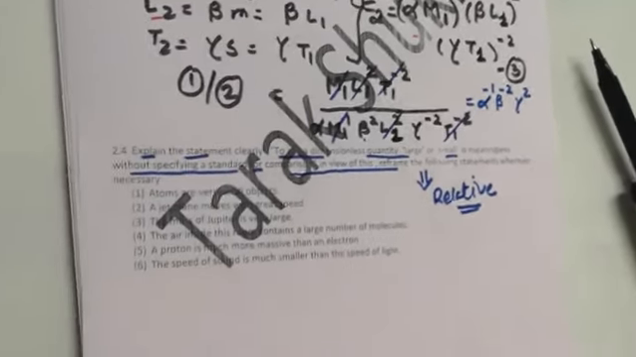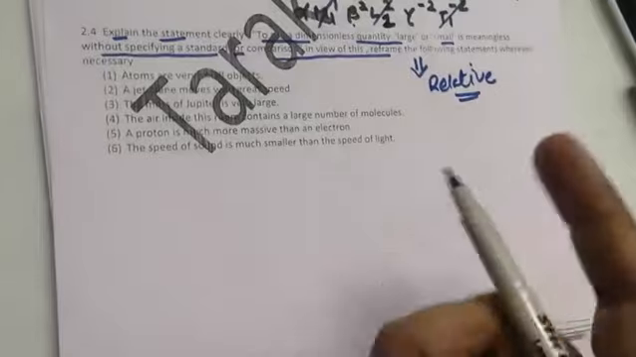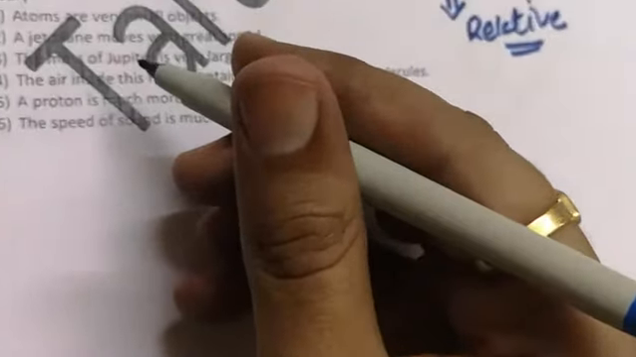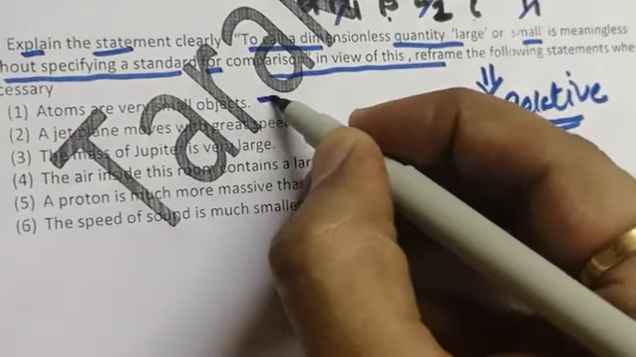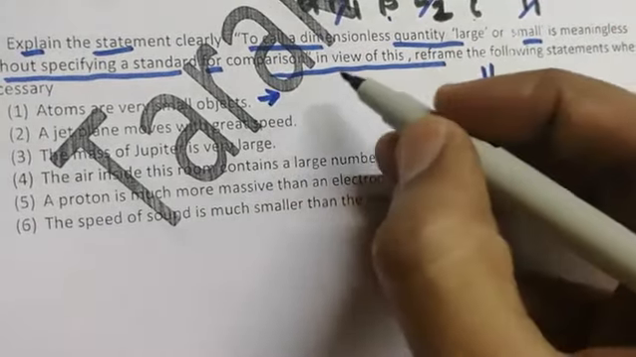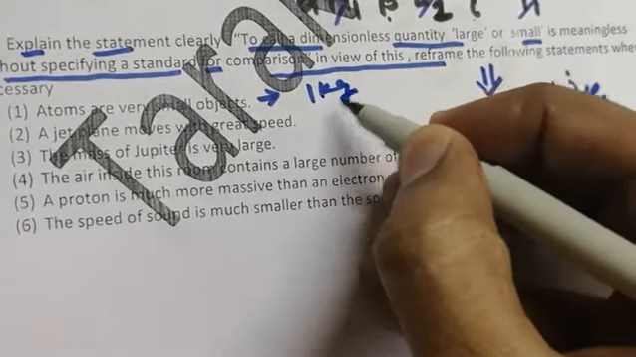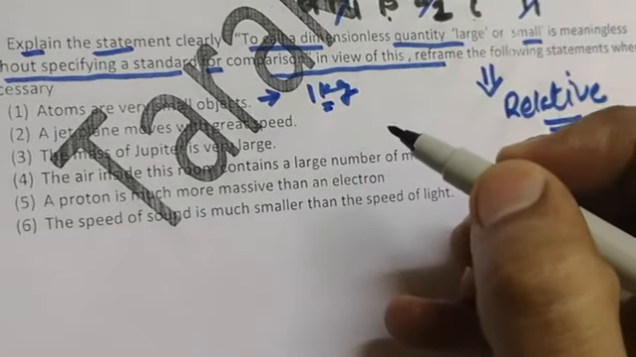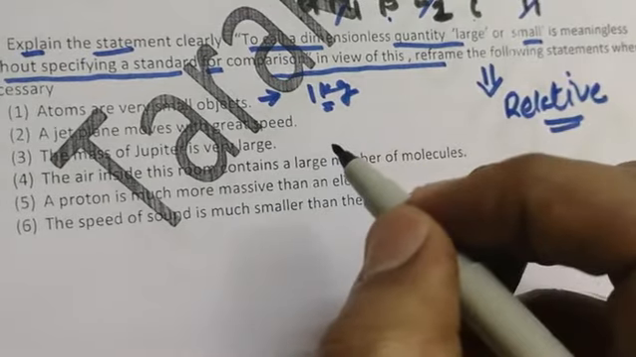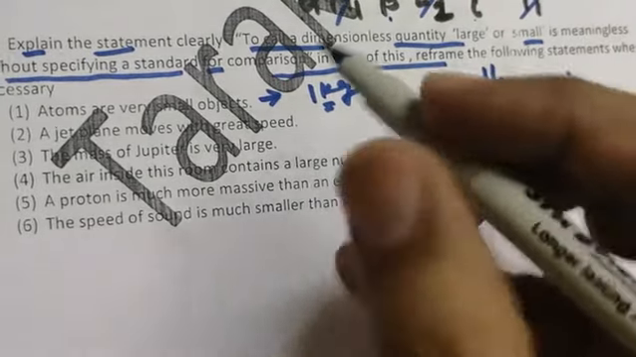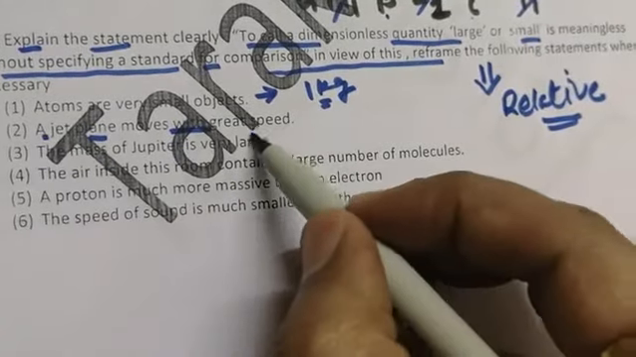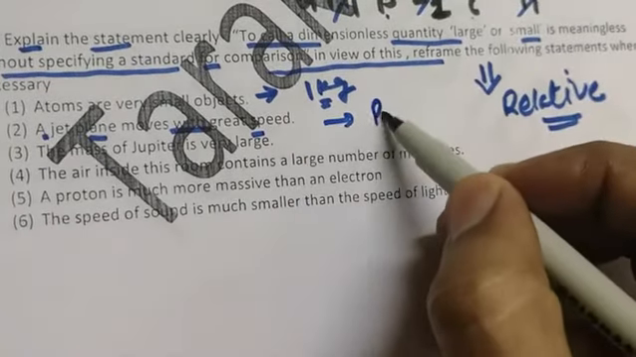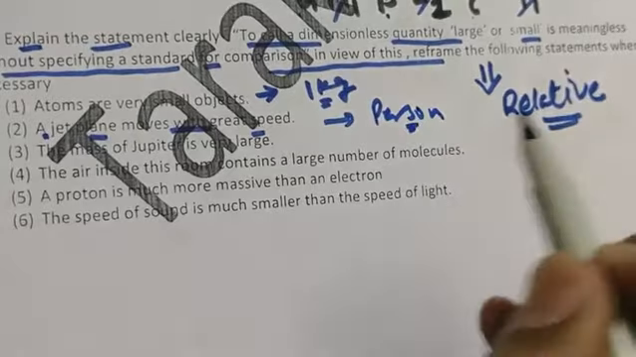So first of all, what is given to you is this part. We have been given that atoms are very small objects. If we compare with a higher mass, let's say I take 1 kilogram, then atoms will look like a very much smaller part. That is why I have placed a comparison. A jet plane moves with a great speed compared to a person walking. So I have to just compare this thing.